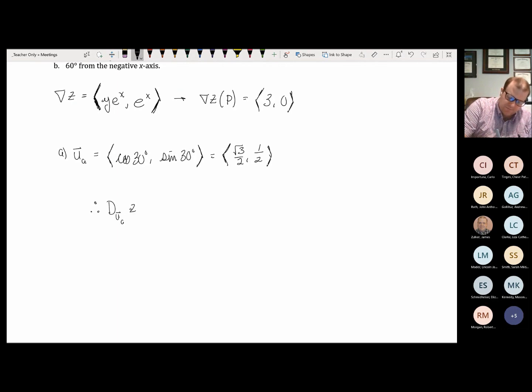So the derivative of z at P in the direction of u sub A is (3, 0) dotted with (root 3 over 2, 1/2), which is just, oh, I'm sorry, why did I do 0? Oh dear. e to 0 is 1, not 0. I don't know why I did 0. Fix that up. It'll be 3 root 3 over 2 plus 1/2, right? Or just 3 root 3 plus 1 all over 2.